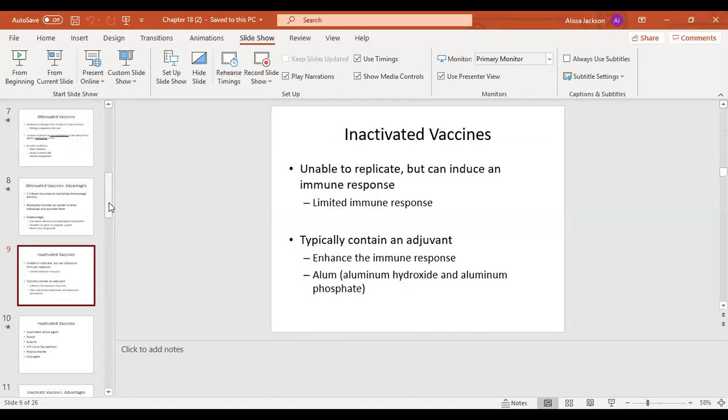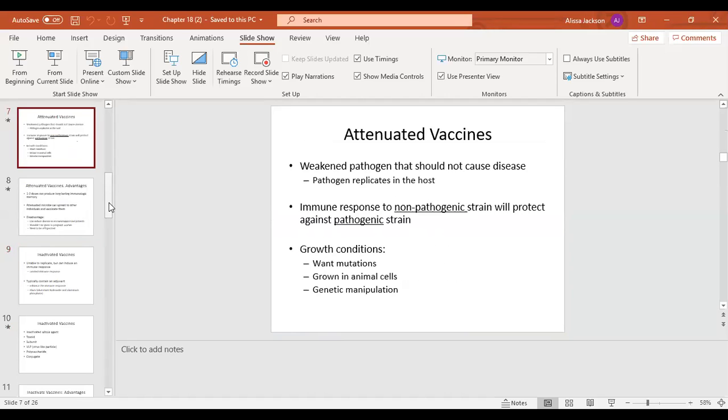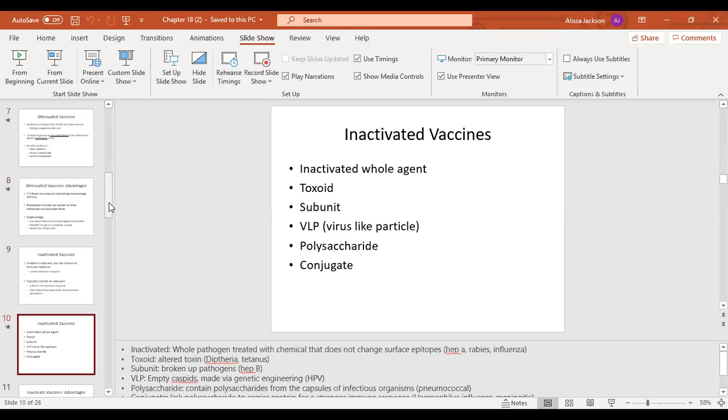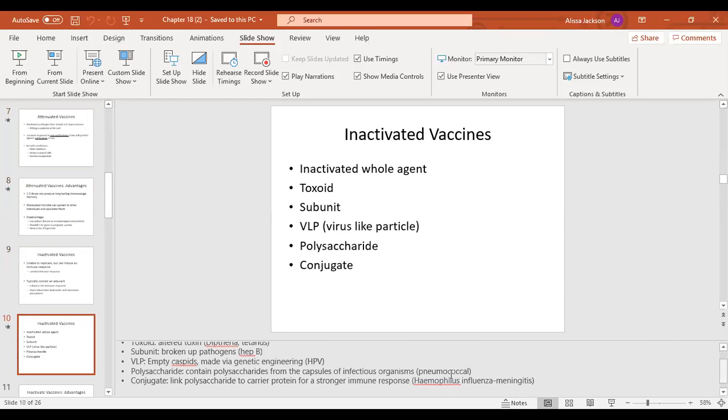And I think this was a question too on the document, to know the difference between attenuated and inactivated and the advantages and disadvantages. That would also be a good short answer question. And maybe examples of both. So here are some examples of inactivated.